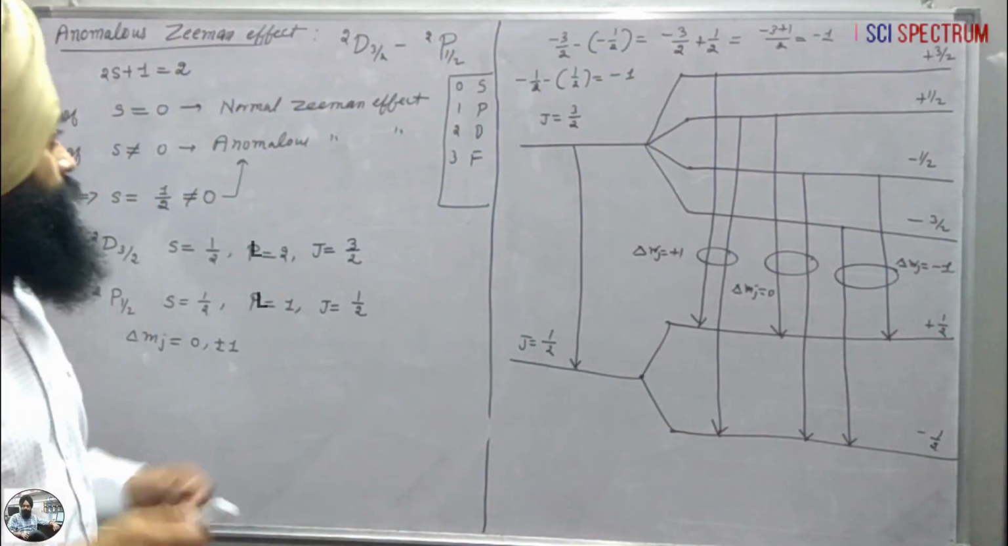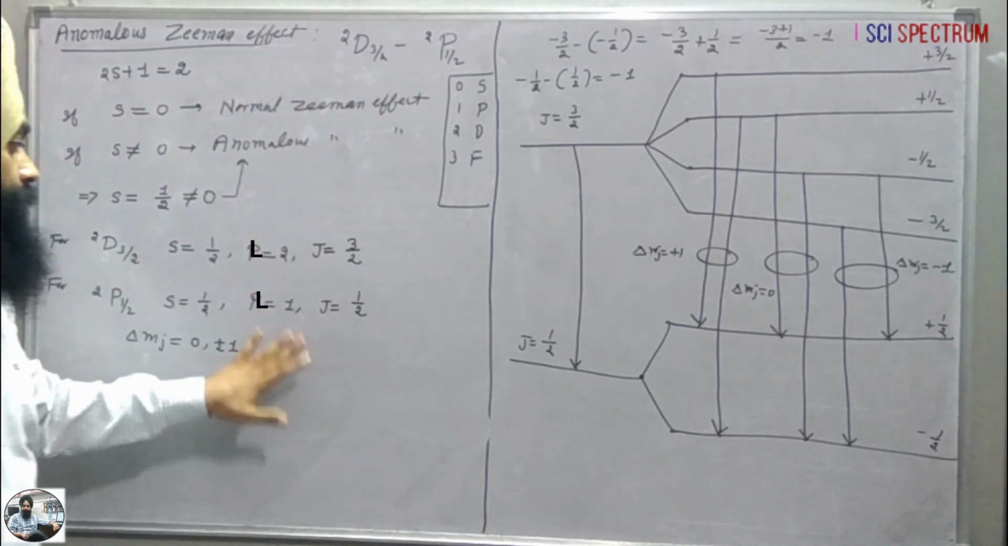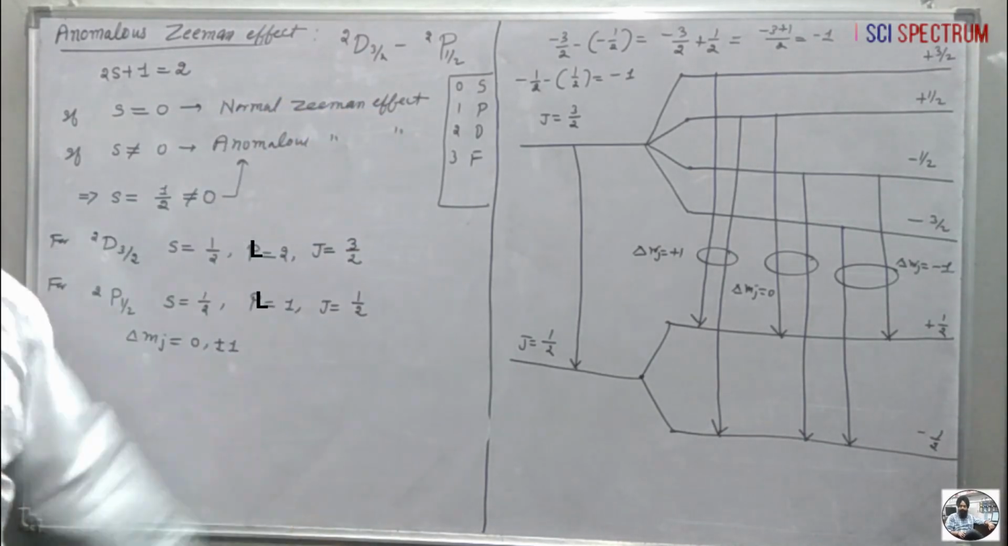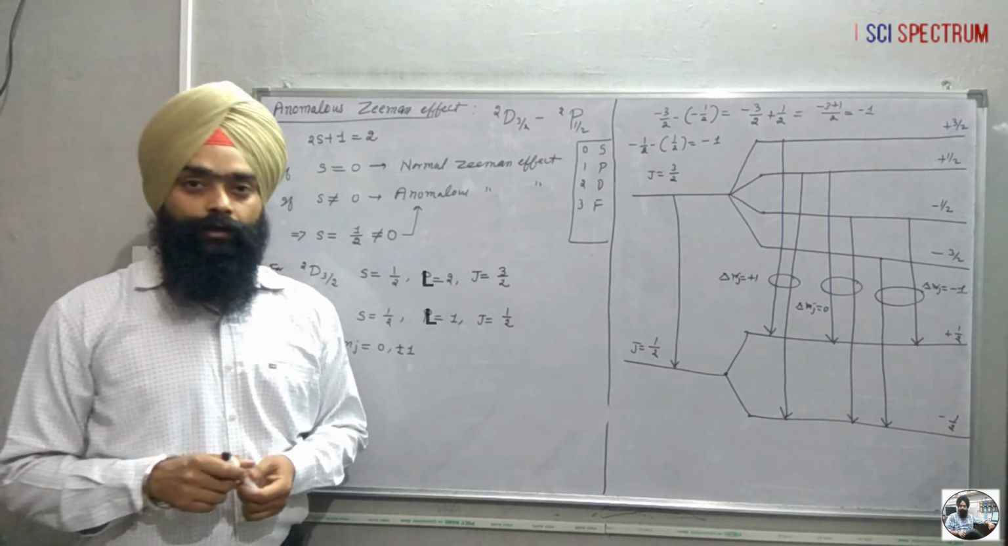So if you face any problem like this, you can find out whether it is anomalous Zeeman effect or normal Zeeman effect. You can find out the transitions accordingly. So with this, we are finished with the anomalous Zeeman effect.